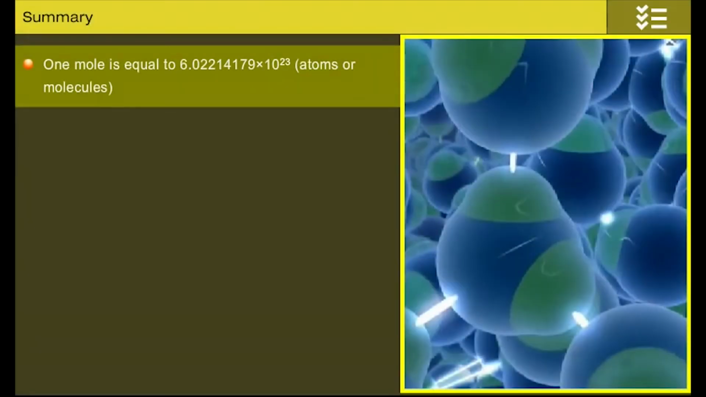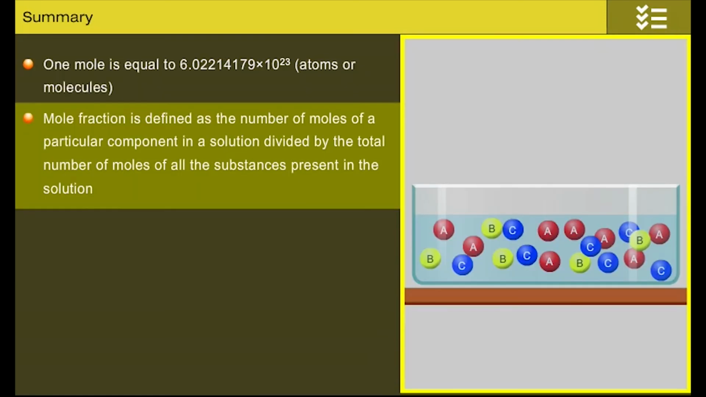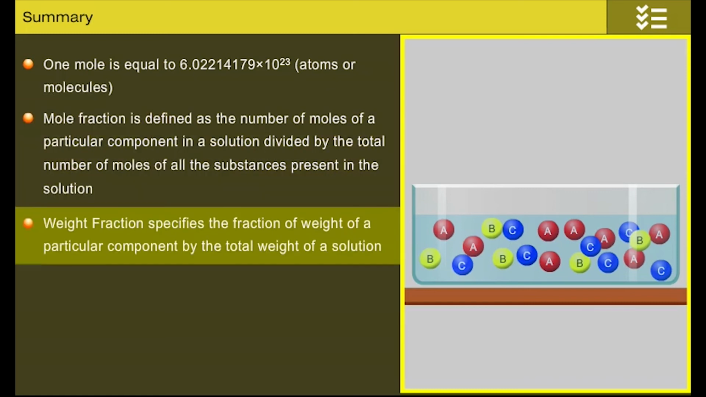1 mole is equal to 6.0221479 into 10 to the power 23 atoms or molecules. Mole fraction is defined as the number of moles of a particular component in a solution divided by the total number of moles of all the substances present in the solution. Weight fraction specifies the fraction of weight of a particular component by the total weight of a solution.